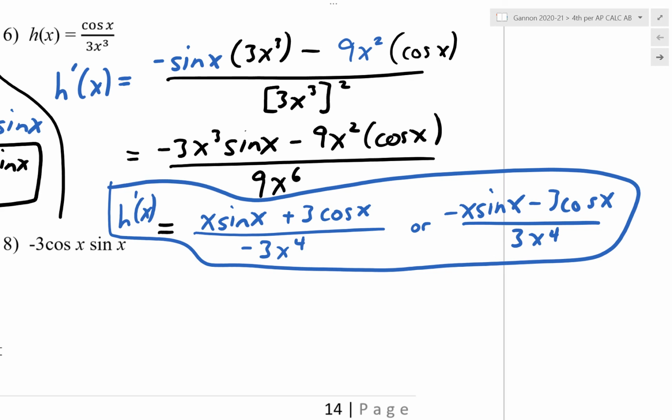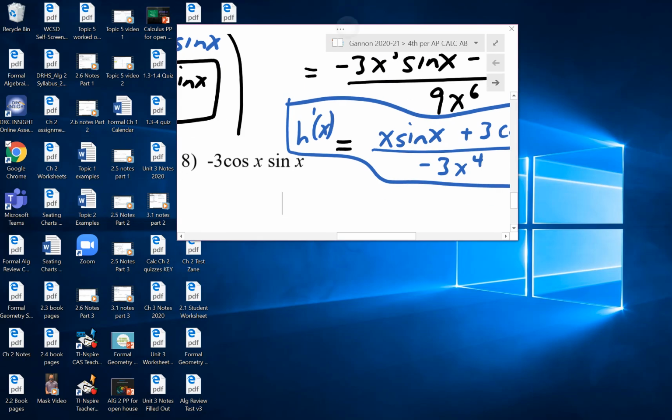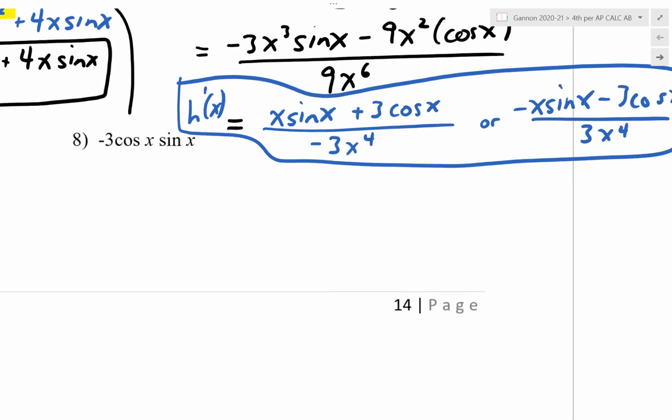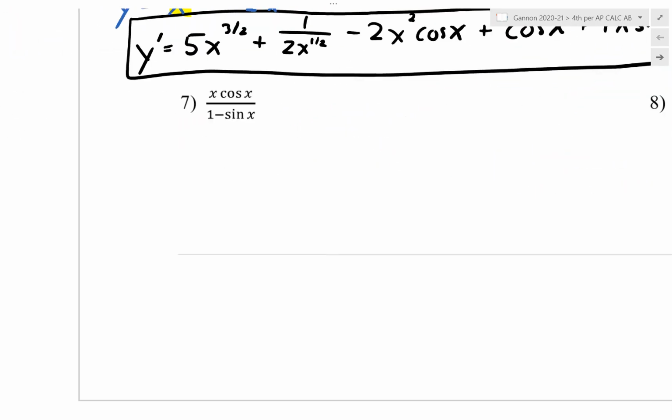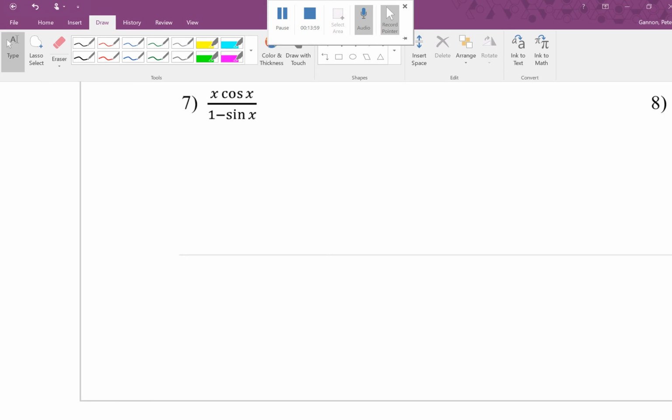So things you need to be remembering at this point are, if there's a product, we have to use product rule. If there's a quotient, we have to use quotient rule when we're taking derivatives. All right, so let's take a look at the next example. So when we go to take the derivative on number 7, we have a quotient. Okay, so quotient rule is going to come into play first.